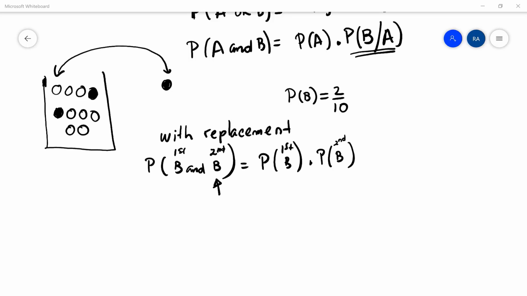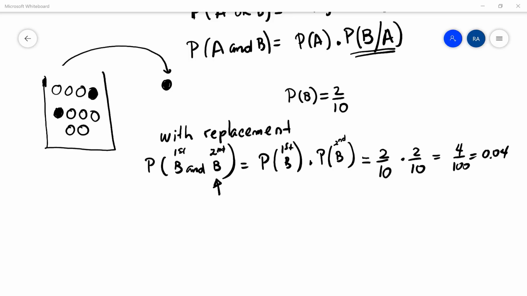Then the probability that the first selection is black is 2 out of 10. The probability that the second selection is black, because I replaced the first selection, is the same, 2 out of 10. Then the probability that the first selection and the second selection both are black could be obtained by multiplying these two probabilities, and this probability is equal to 0.04 or 4% of the cases when we select 2 balls from this bag, both balls are black.